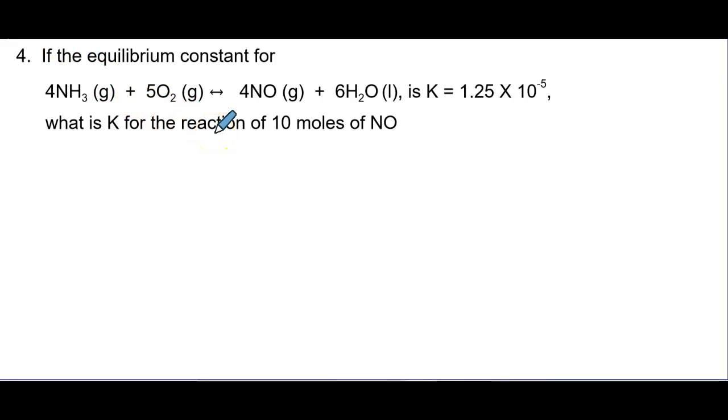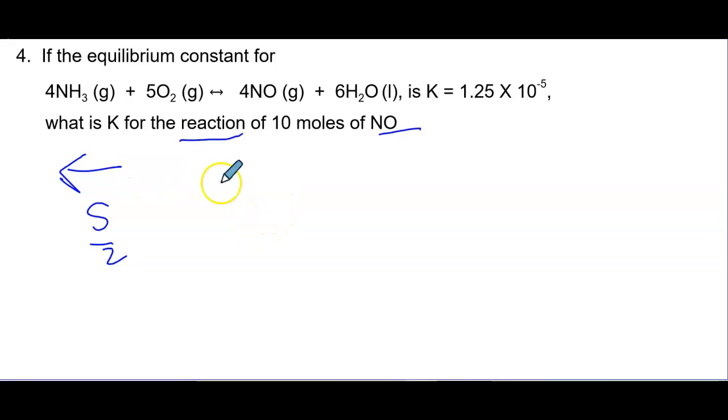It says reaction of 10 moles. So I'm thinking about the reaction. Reaction of what? The reaction of NO. This is not showing NO reacting. Reacting means that it's going to be a reactant, so I'm going to have to reverse this. I need 10 moles of NO. I have 4. So I have to think about what times 4 gets me to 10. So that should be 5/2.